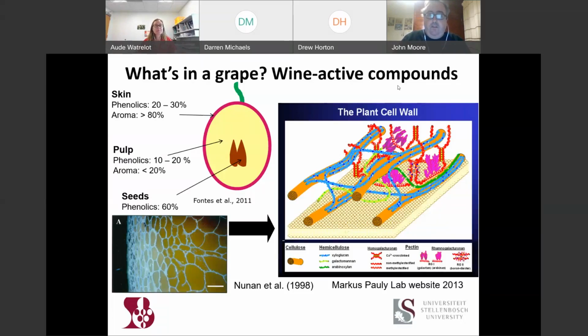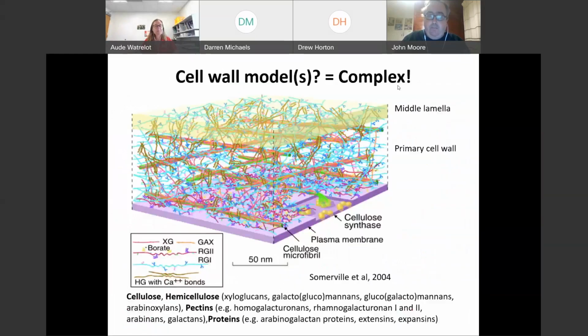Plant cell wall models are quite complex, but they're basically composed of three major components, those being cellulose and hemicellulose, which is a neutral glucose-based polymer, as well as pectins, which Darren spoke about, which are the gummy polysaccharides that make the jammy consistency of preserves, and when you break down grape tissues, they form that sticky gel, and then glycoproteins, which are part of the cell wall as well.